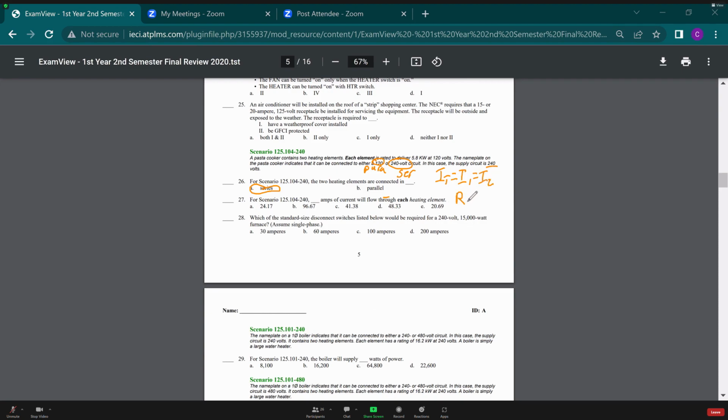To find R total, to find that I total, I want to take R1 plus R2. To find R1 or R2, doesn't matter, they're equally rated. I'm going to take E squared divided by P, straight off our ohms wheel. Now, when finding the resistance of a single element, I want to use the nameplate. After I find that resistance, I throw away the nameplate voltage. So we have 120 squared divided by 5,800.